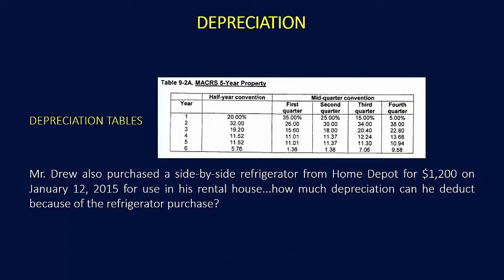He also purchased a side-by-side refrigerator from Home Depot for $1,200 on the 12th of January 2015 for use in this same rental house. So how much depreciation can he deduct because of the refrigerator purchase? Well, again, we're in the second year using the half-year convention, 32%. So $1,200, the basis in the refrigerator, times 32% equals $384.